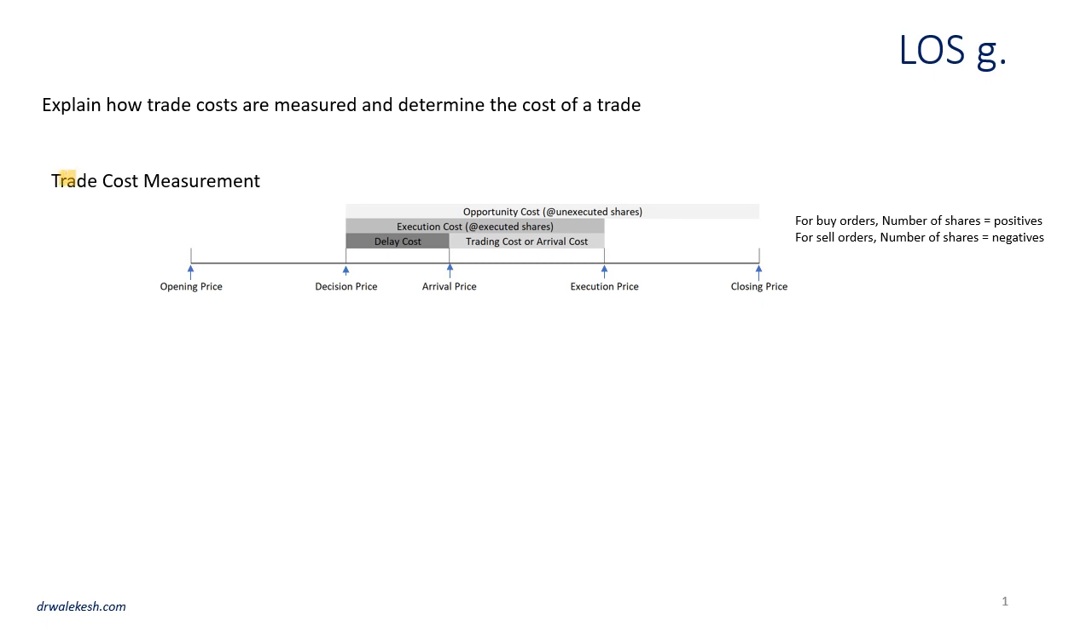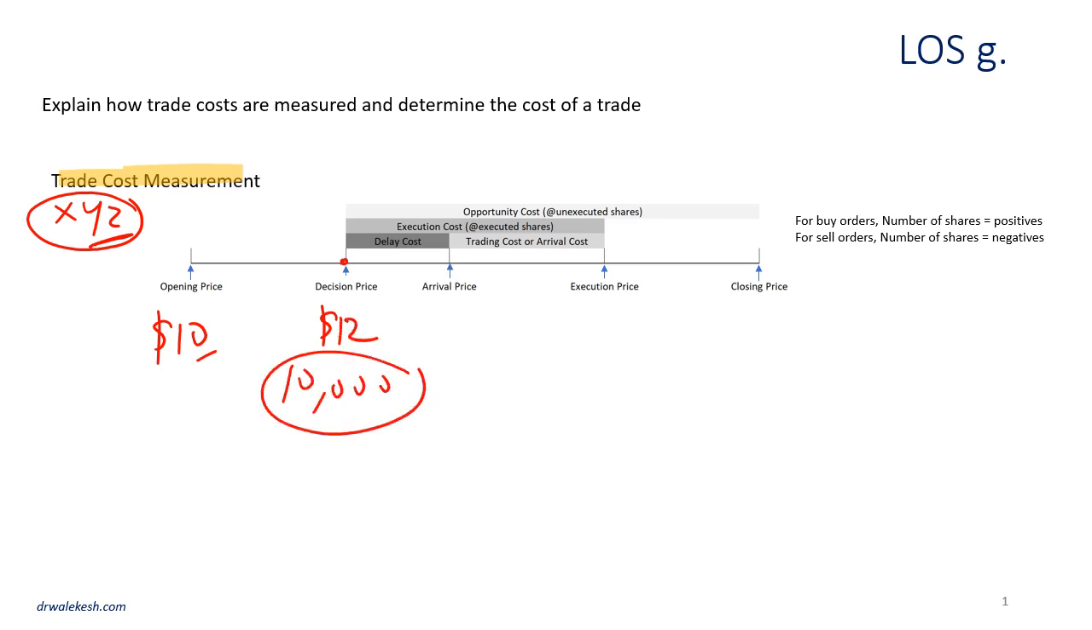So let's look at the component of trade cost measurement. Imagine there is stock XYZ whose opening price is currently $10, and I made a decision to buy stock XYZ maybe 1 hour after the market opened when the price is at $12, and I want to buy 10,000 units of stock XYZ. Because I made the decision to buy this stock at this price, we call it decision price.